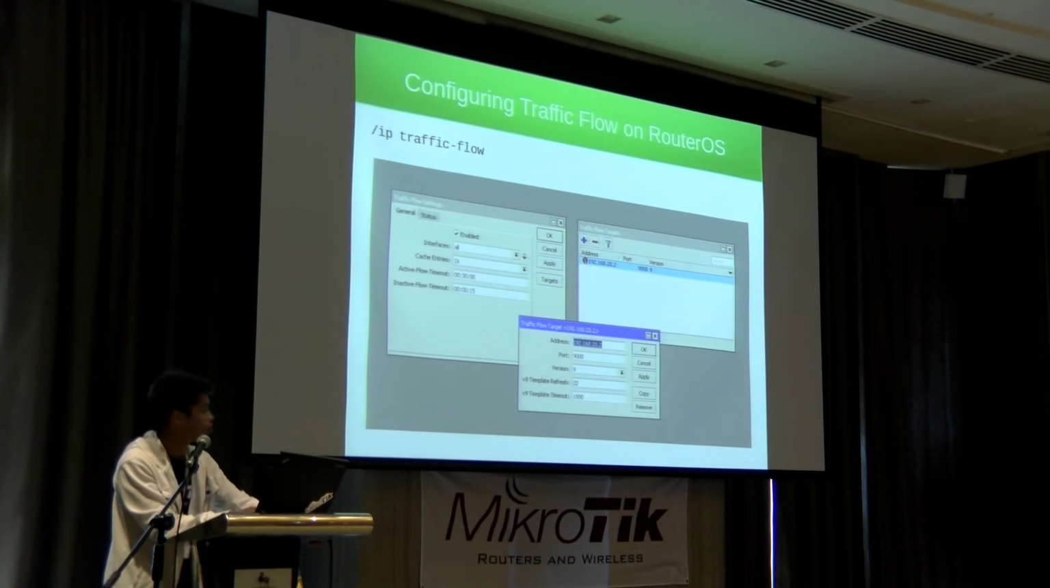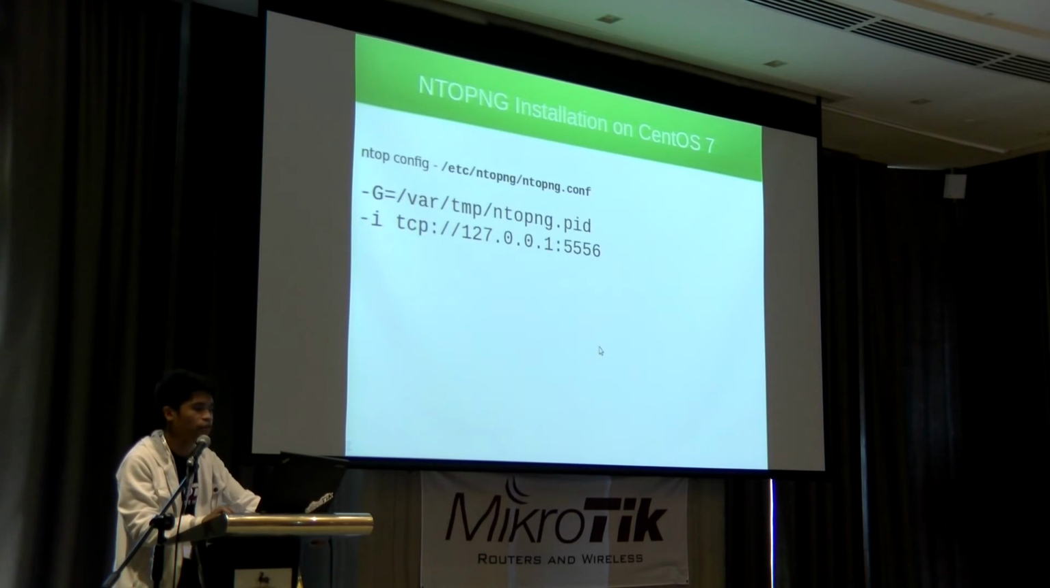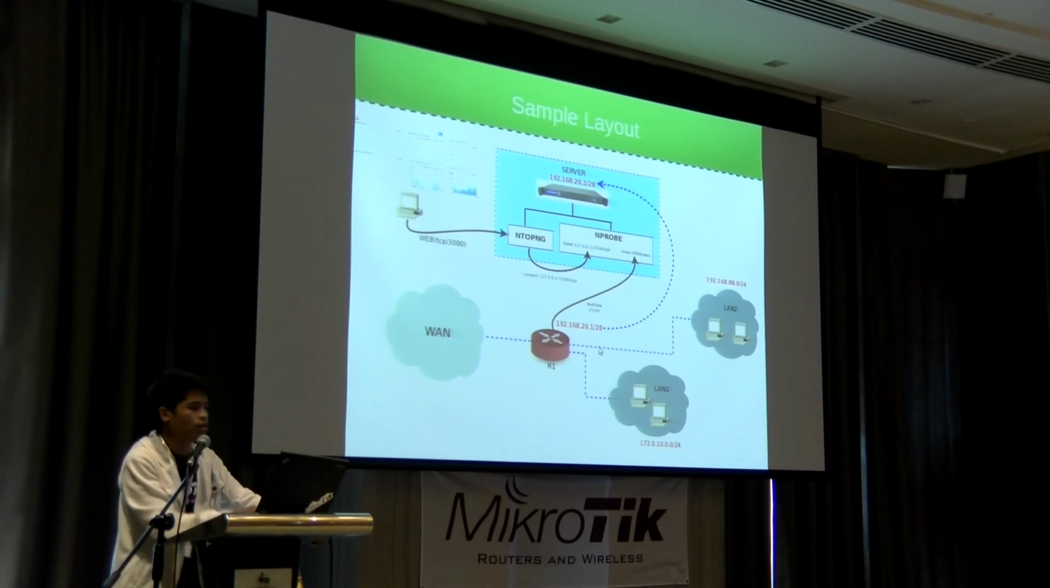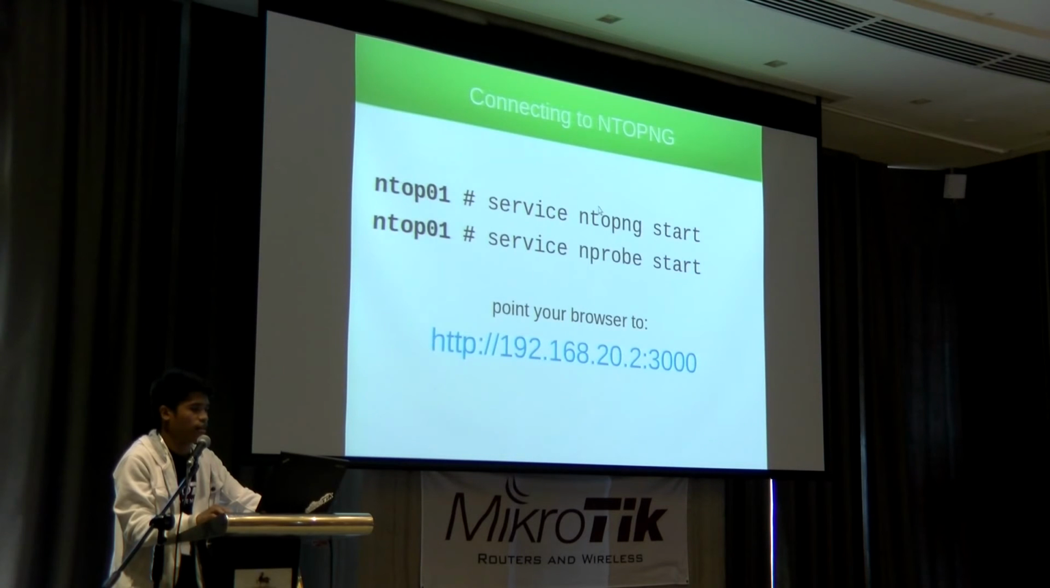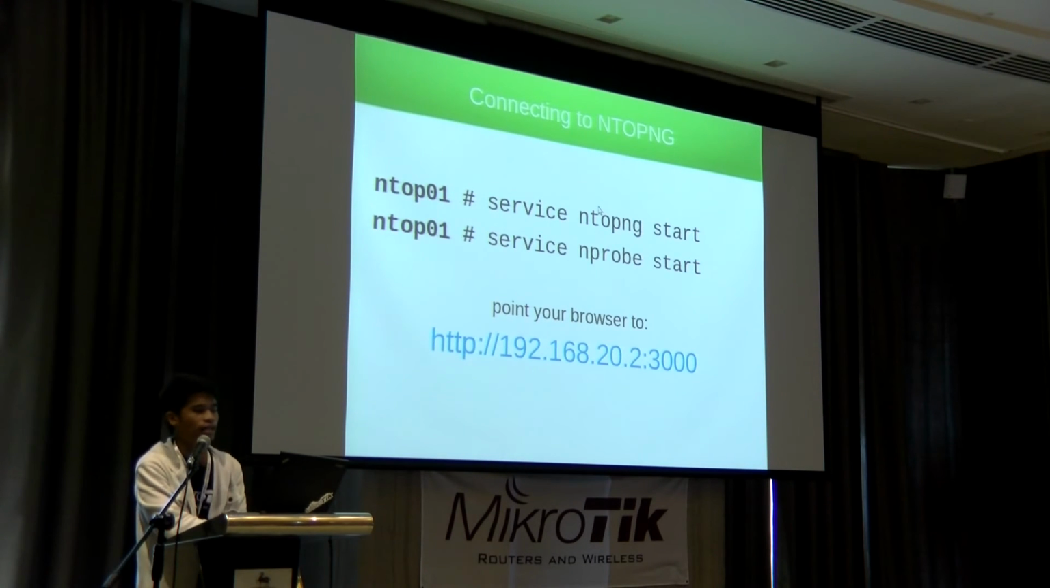And then point it to the IP of the nProbe. So that too, because in our previous diagram, we are using the .2 IP in our server. And after that, you need to start the NTOPNG and then the nProbe, and then you can now connect to the ntop using the IP and then the port 3000.